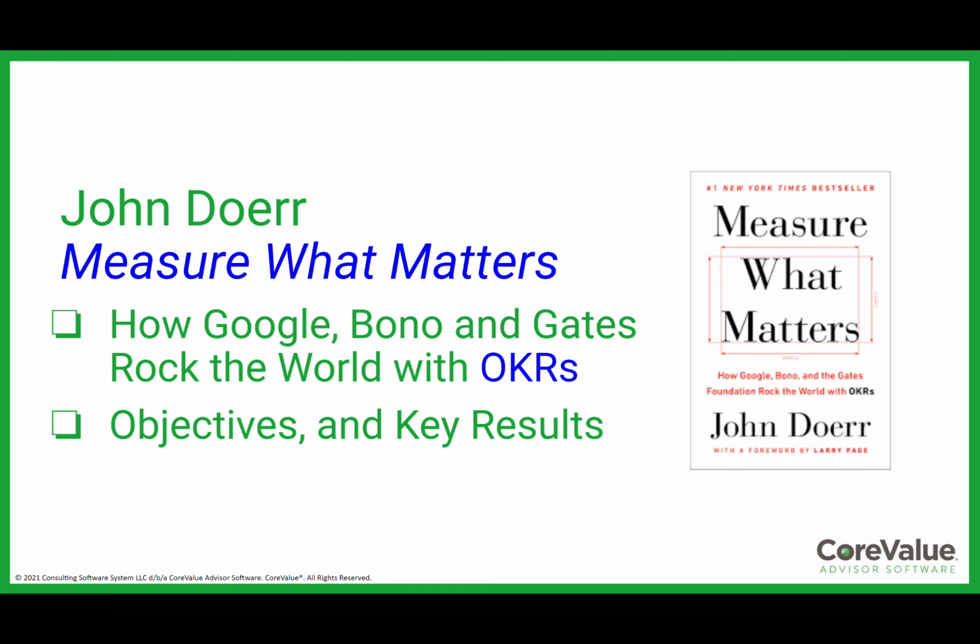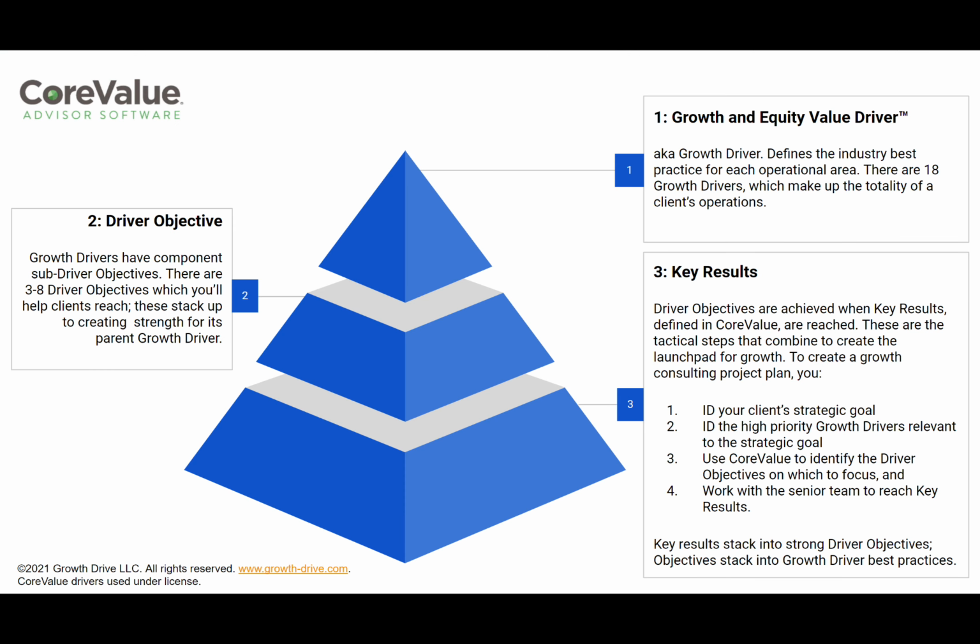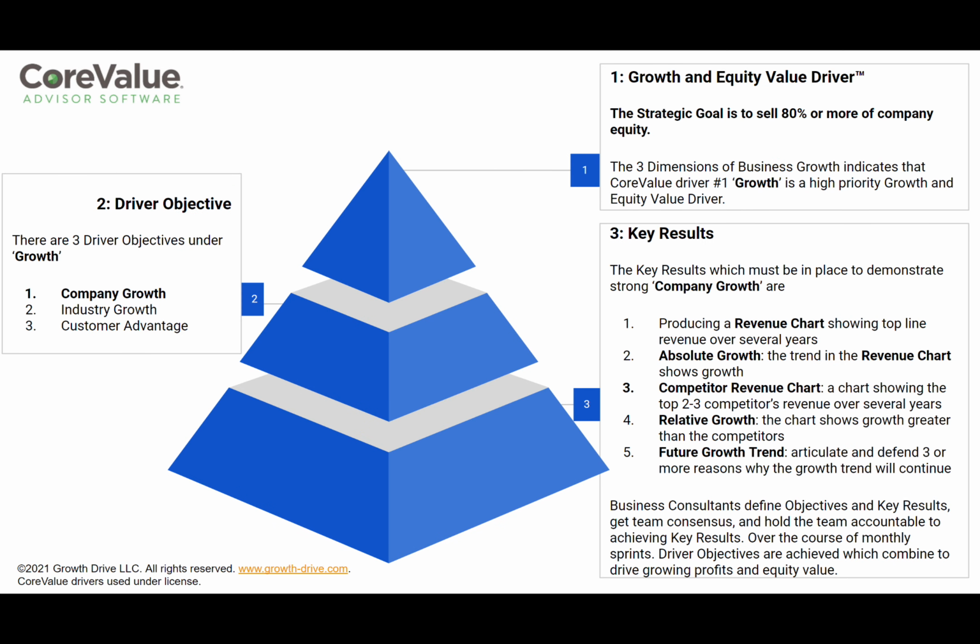Now, John Doerr in Measure What Matters defines OKRs, objectives and key results. And this is a great way to start looking at a client's business. We need to define objectives and also define the key results that need to be in place to help the client reach that objective. And OKRs are inside the Core Value Advisor software. There are 18 growth and equity value drivers, under which are a series of driver objectives. Now, those driver objectives are reached when we achieve key results. And those key results are defined inside the software, so you can easily lift them and put them into your strategic plan for your client.